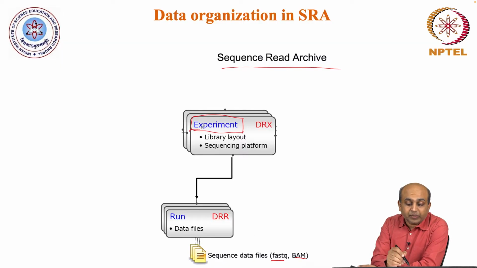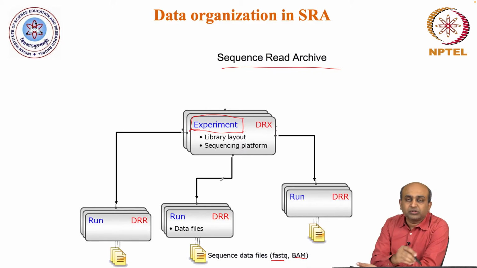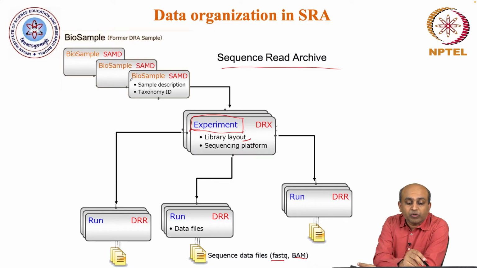Within an experiment you can have multiple runs. They could be replicates of the same experiment, or they could be the same data run on multiple lanes, to get a higher coverage. So these runs are all associated with a single experiment, and the experiment has specific biological information associated with it in the form of a biosample.